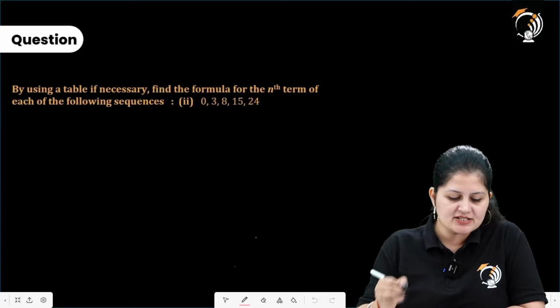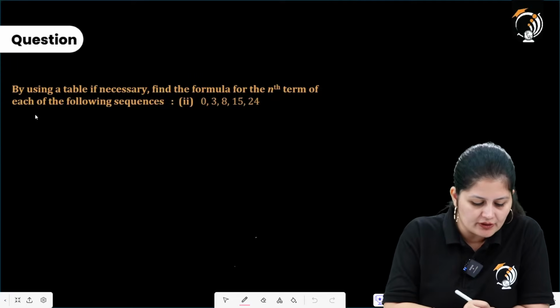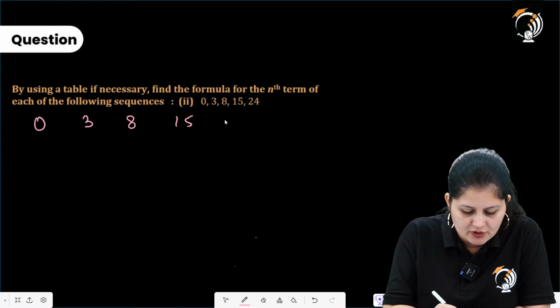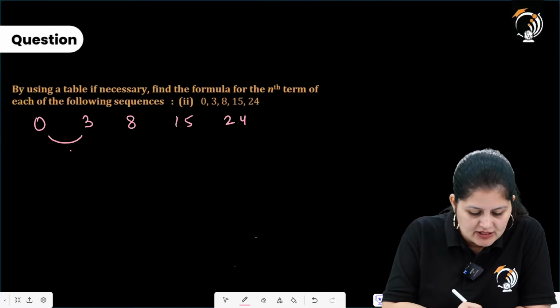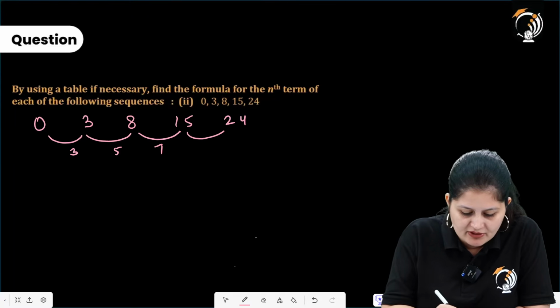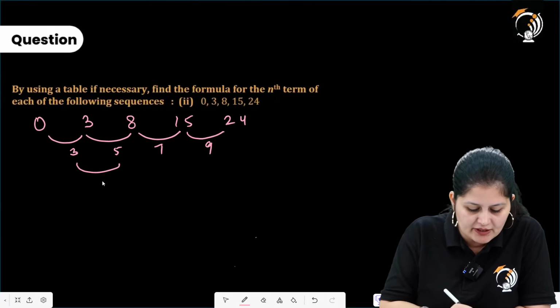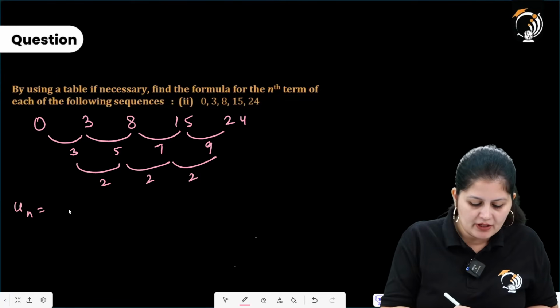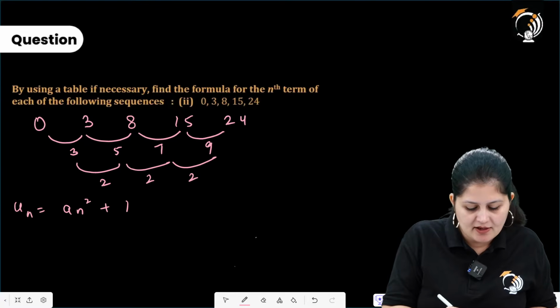Moving to the next part here, which says 0, 3. So let's just do it: 0, 3, 8, 15, 24. Here the common difference is 3, here the common difference is 5, here the common difference is 7, here the common difference is 9. So clearly we can observe that the second difference is constant. So the nth term would be equal to an square plus bn plus c.